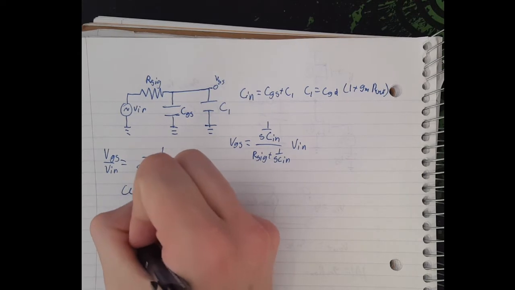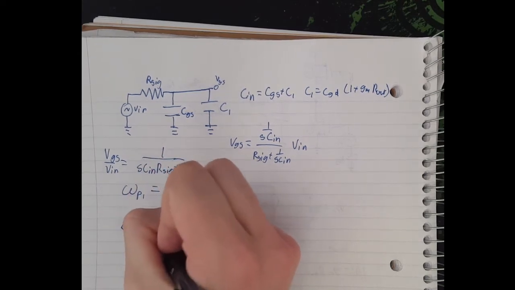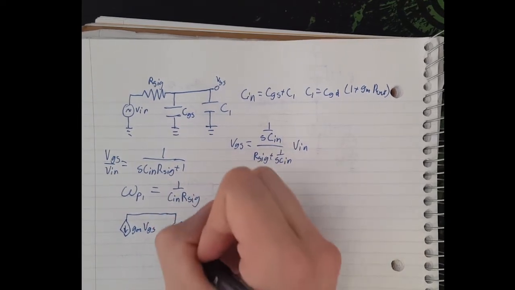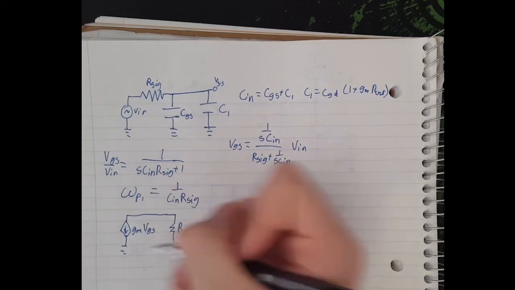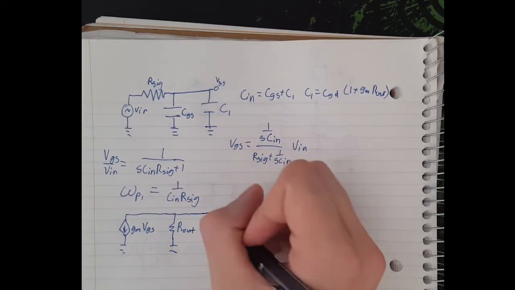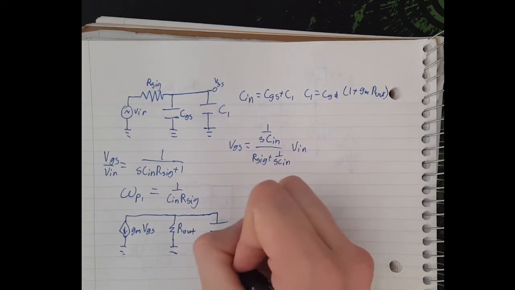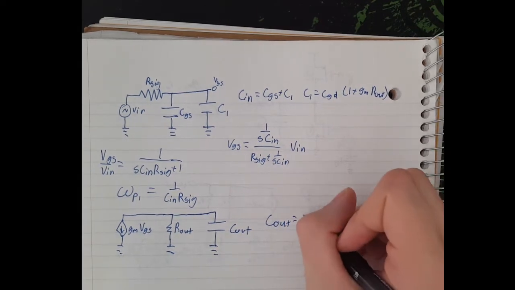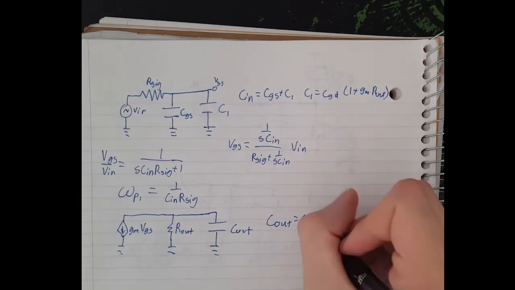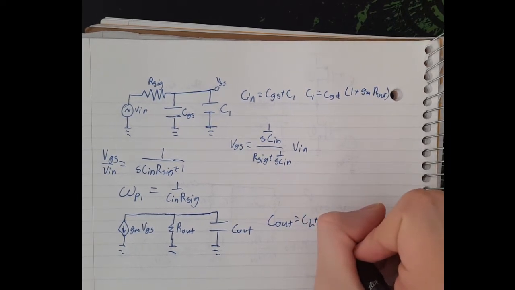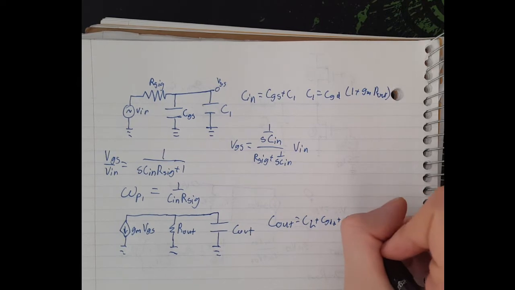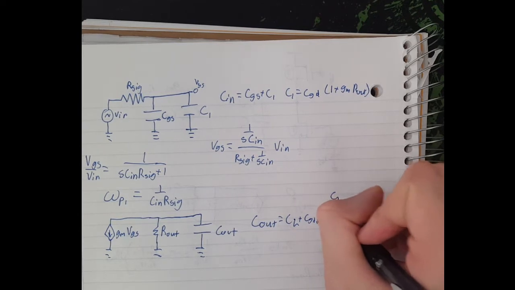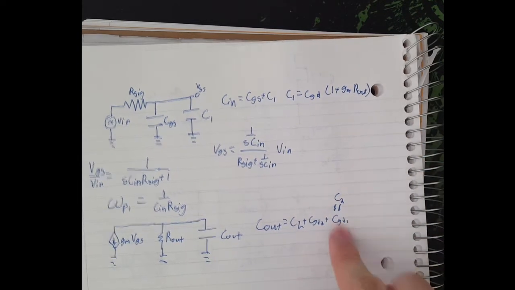So for the output, we have R out here, let's call this C out. C out is equal to CL plus CGD2 plus CGD1. This is equal to C2. Remember, we said this was approximately this, so I just subbed that in for that.